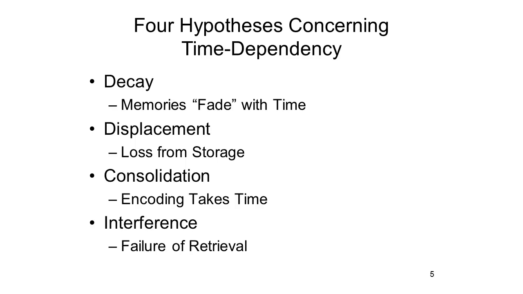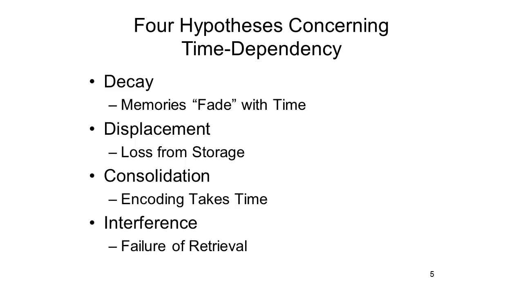Another hypothesis about time dependency in memory refers to the possible disruption of consolidation after encoding. The decay and displacement hypotheses pretty much assume that the encoding of a new memory takes place instantaneously at the moment of perception. And then, after the memory is encoded, either it decays or it's displaced by some newly arriving memory.